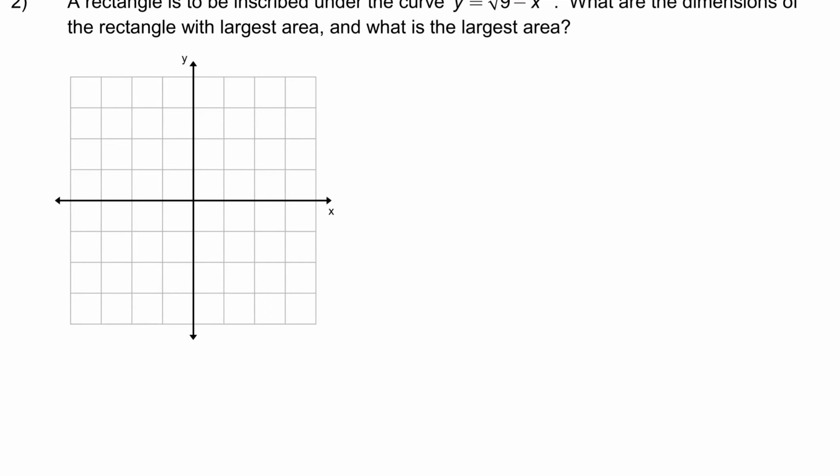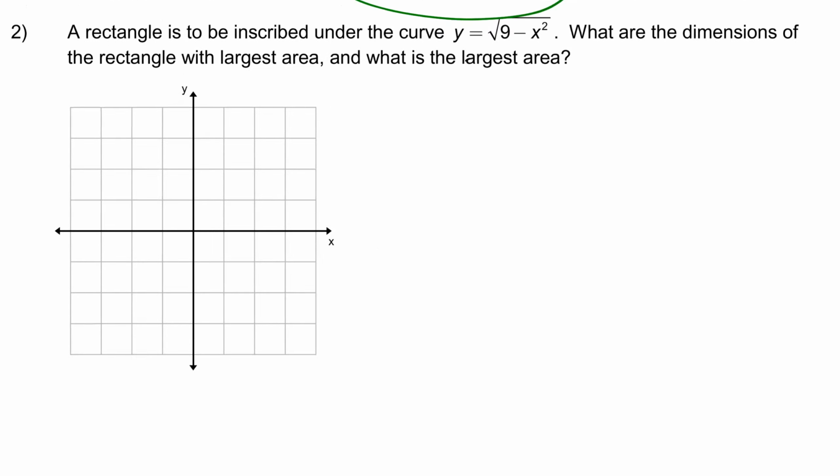But in the notes, it gives you the curve. It draws it for you. You can just plug in 0. If you plug in 0, what's the square root of 9? 3. If you plug in -3, you get 0. If you plug in 3, you get 0. It's a half circle with a radius of 3. Roughly something like that.